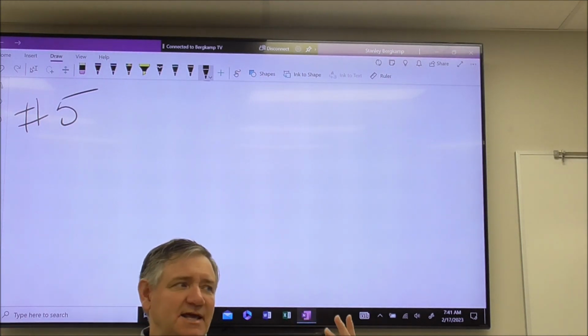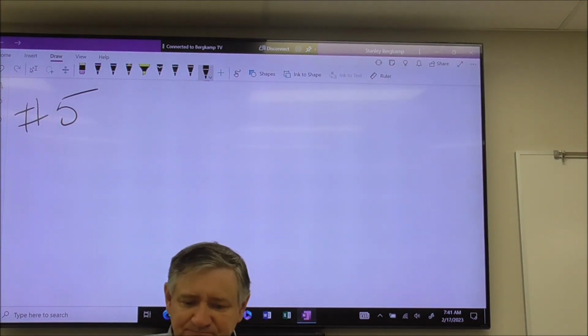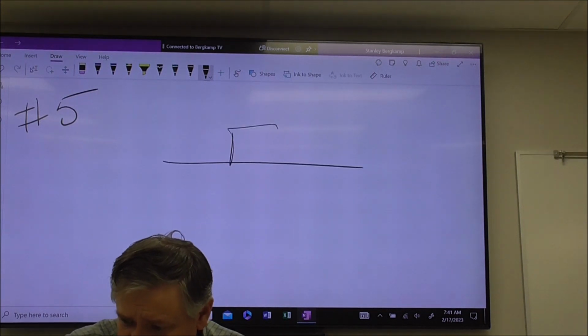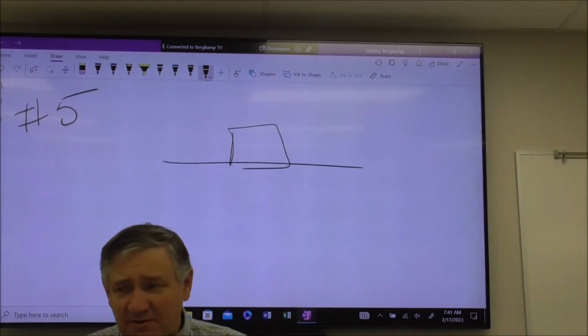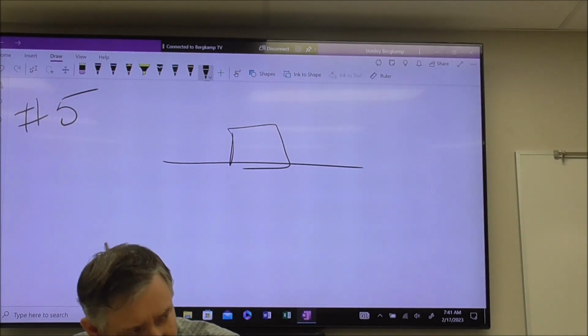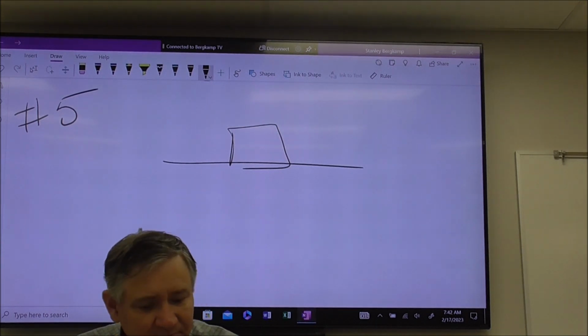Not pi, not -5. You're just making everything add up equal to 0. So if you look at what's happening on number 5, let's say you get this problem and you think, I have no idea what's going on. Draw a picture so you can see what is going on with the forces, okay?